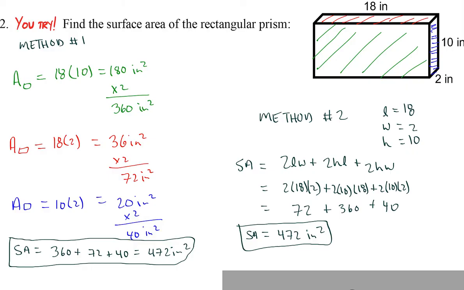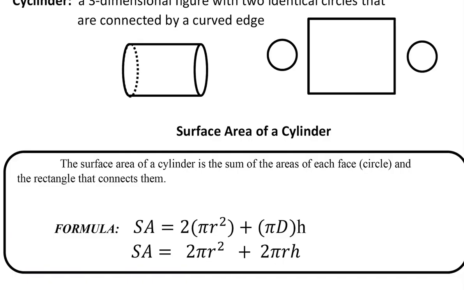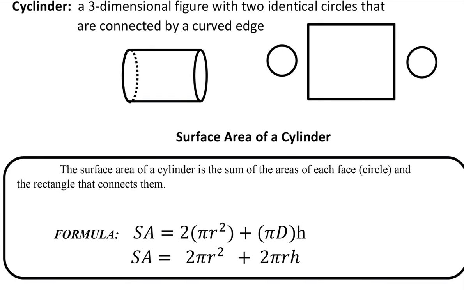On to cylinders. Whew, that is fantastic. We're missing part of our top there. Cylinder. A cylinder is basically a can of soup. We're talking about a can of soup here. Okay, a 3-dimensional figure with 2 identical circles. So we have 2 circles, and we wrap around those circles. That's the middle part there. They're connected by a curved edge.